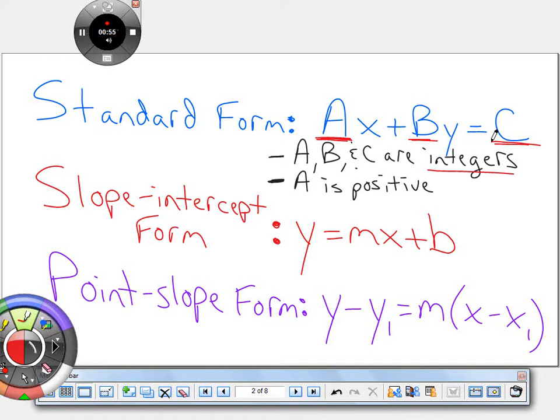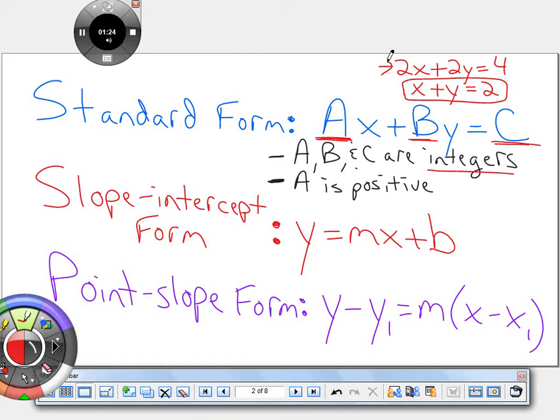So, for example, if I had 2x plus 2y equals, let's say, 4, that would not really be standard form. What I'd want to do is try to reduce that. So I would take out all the 2's, and so I would say x plus y equals 2. This right here would actually be the standard form. This one equals the same amount, but it's technically not the standard form.